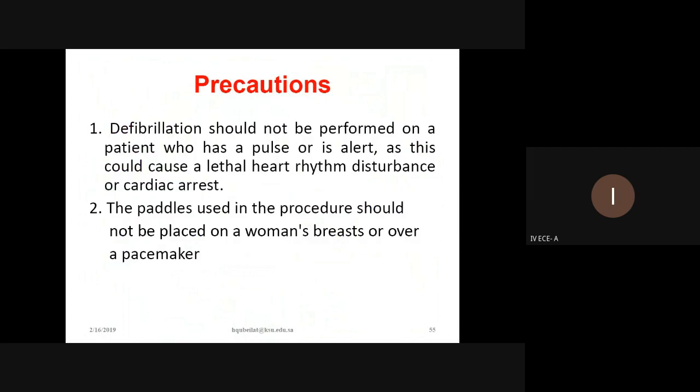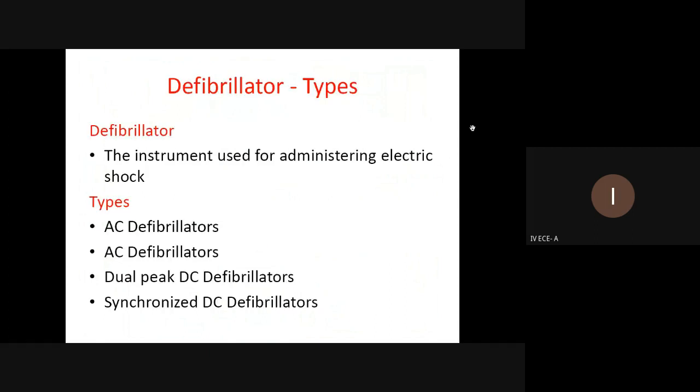So, what are the precautions? The paddles used in the procedure should not be placed on a woman's breasts or over a pacemaker. Defibrillation should not be performed on a patient who has a pulse or is alert, as this could cause a lethal heart rhythm disturbance or cardiac arrest.